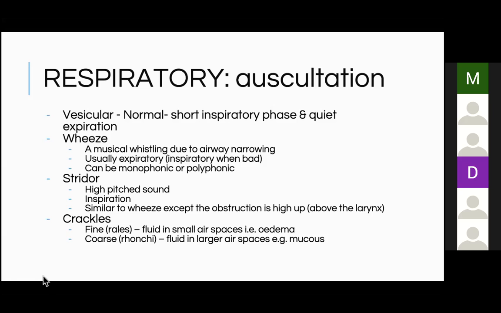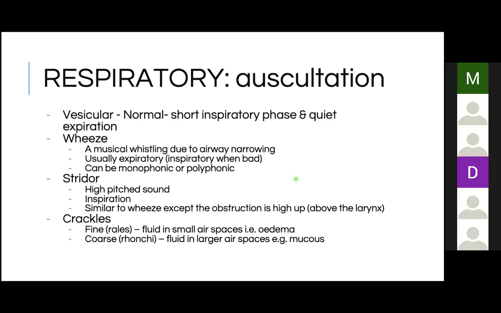And then moving on to auscultation. So generally breath sounds should be vesicular, and vesicular breath sounds normally have a short inspiratory phase and a quiet expiratory phase. You shouldn't really hear expiration. In terms of a wheeze, it's quite musical. It's a little bit of a whistling because of airway narrowing, and it's usually expiratory. But if there's severe asthma or severe bronchoconstriction, it can be inspiratory and expiratory.